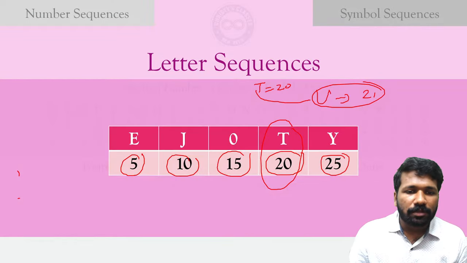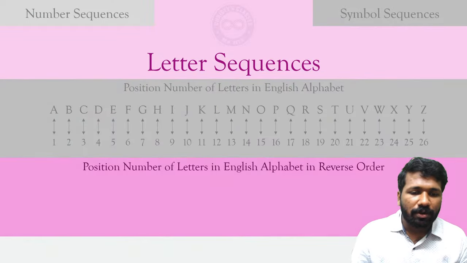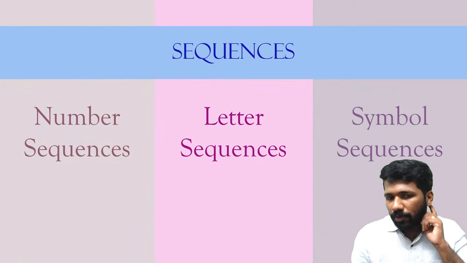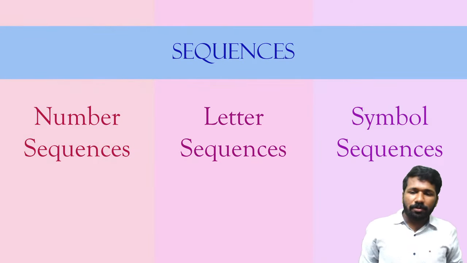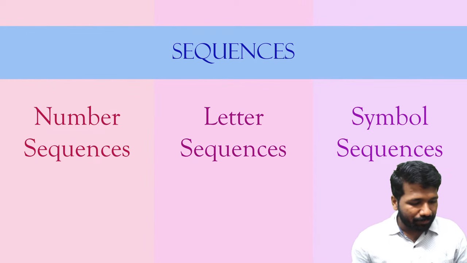So these are the concepts you should understand: EJO, T-code and other things we have discussed. Hope all of you understood. Next class we will discuss symbol sequence or symbol series.